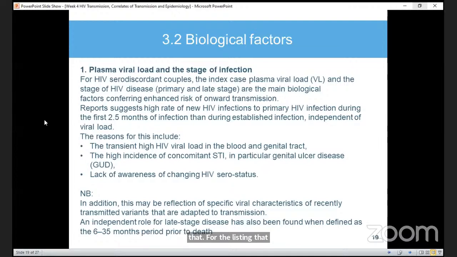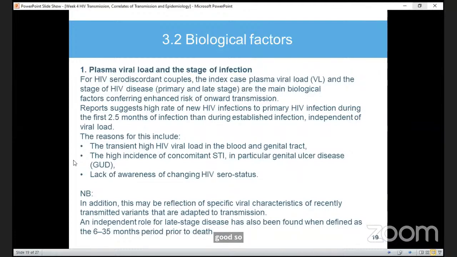Remember that we said that at late stage, maybe 6 to 35 months prior to death, we find that there is high viral load. And that means the chance of transmission from one partner to another is equally very, very high. Okay, good.